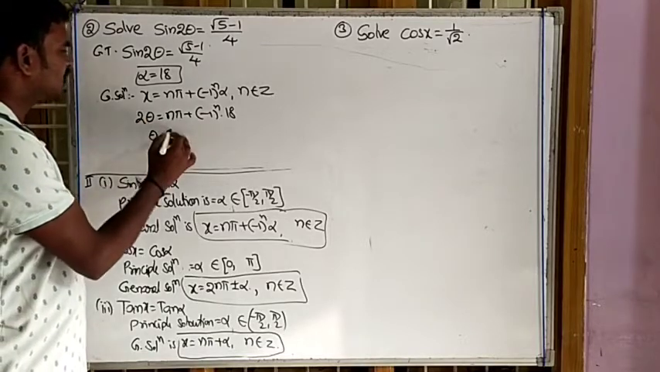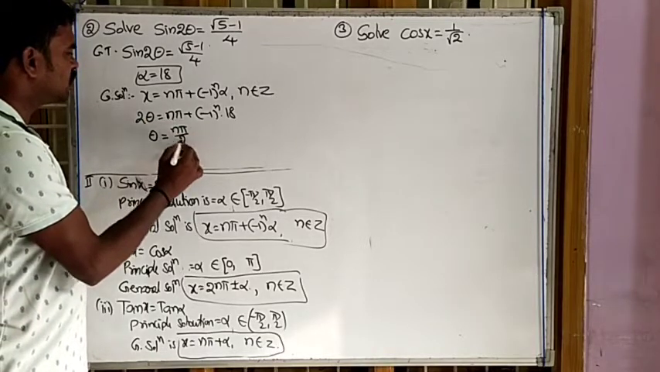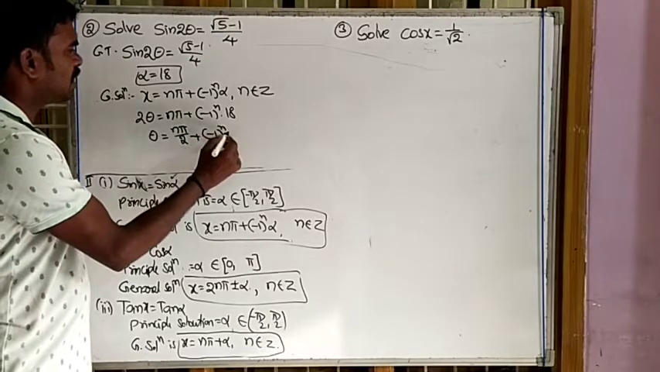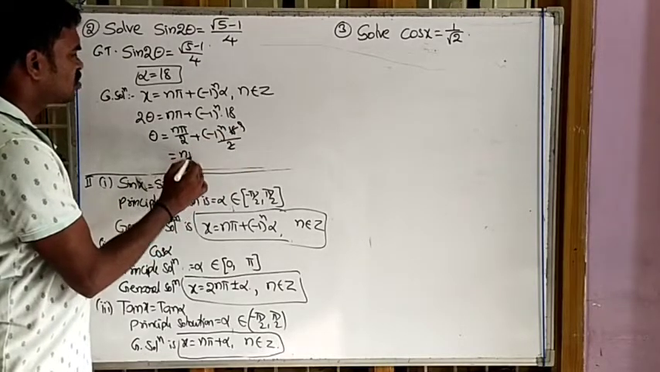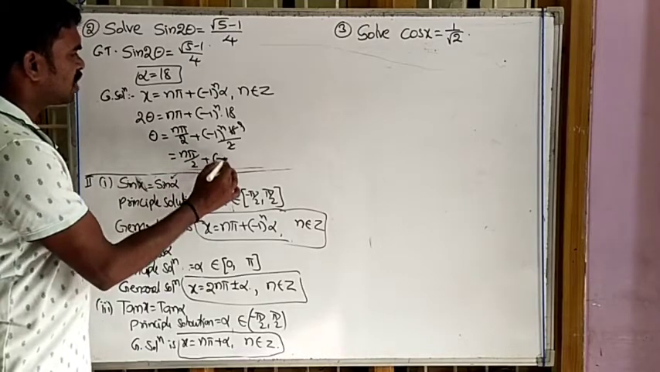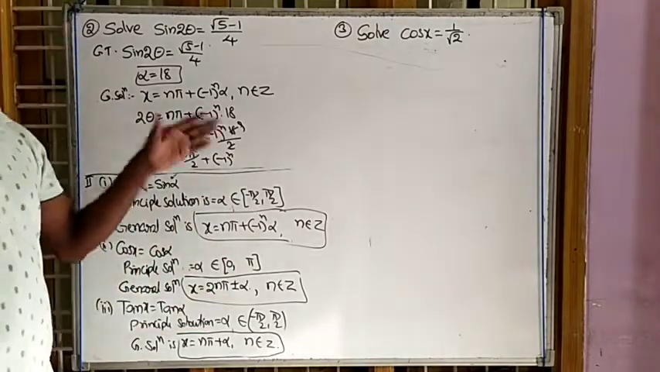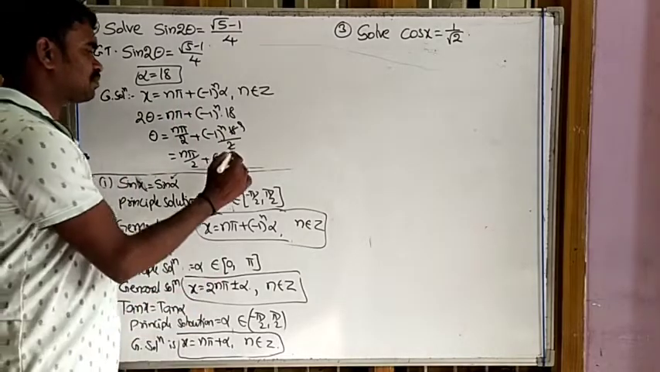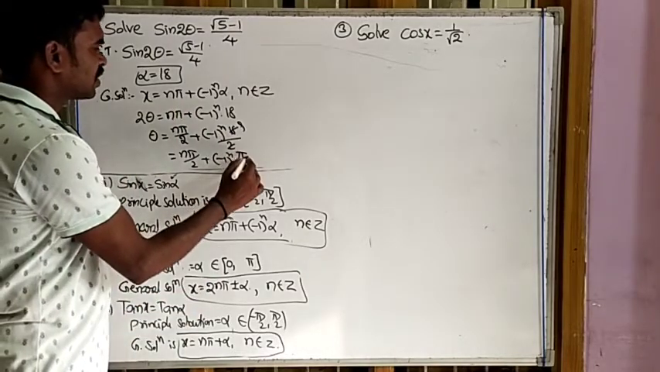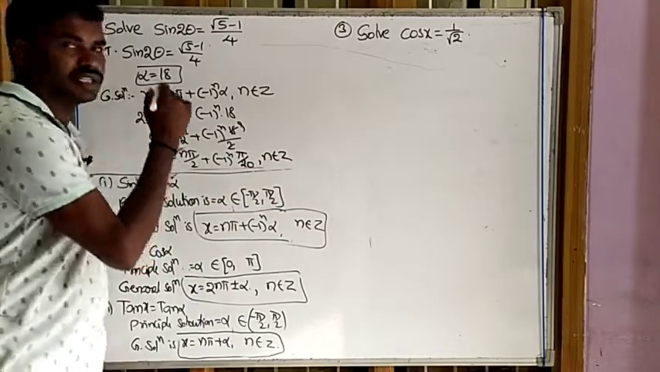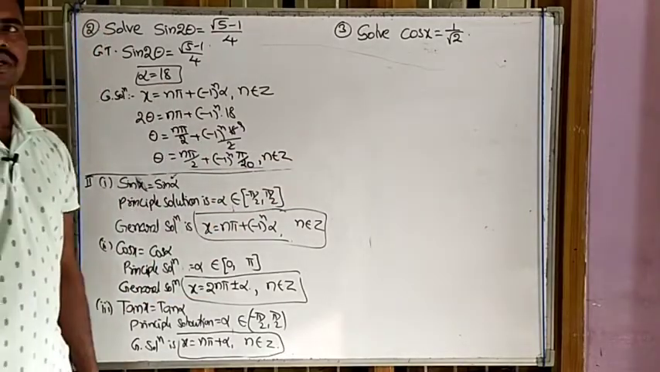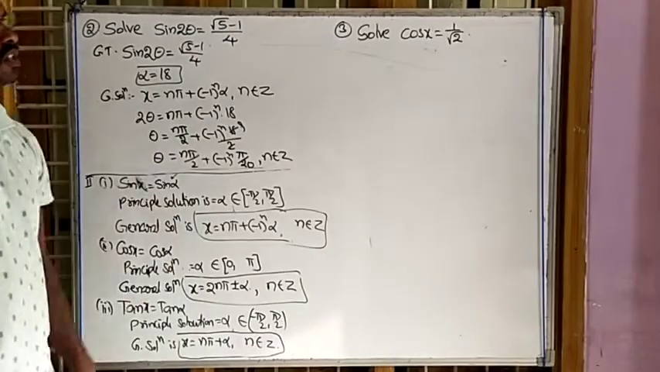So to send the right side, 2 goes to the denominator: n pi by 2 plus minus 1 power n into 18 by 2. 2 9s cancel. So finally the solution is n pi by 2 plus minus 1 power n into 9 degrees, which we can write in radians as pi by 20. n belongs to z. So this is the answer. It is simple or not? Next, similarly see the third question.